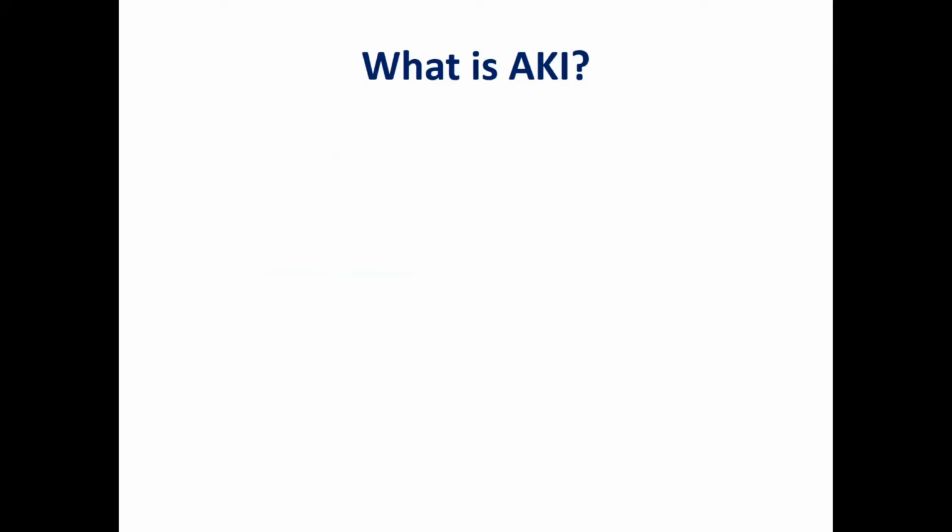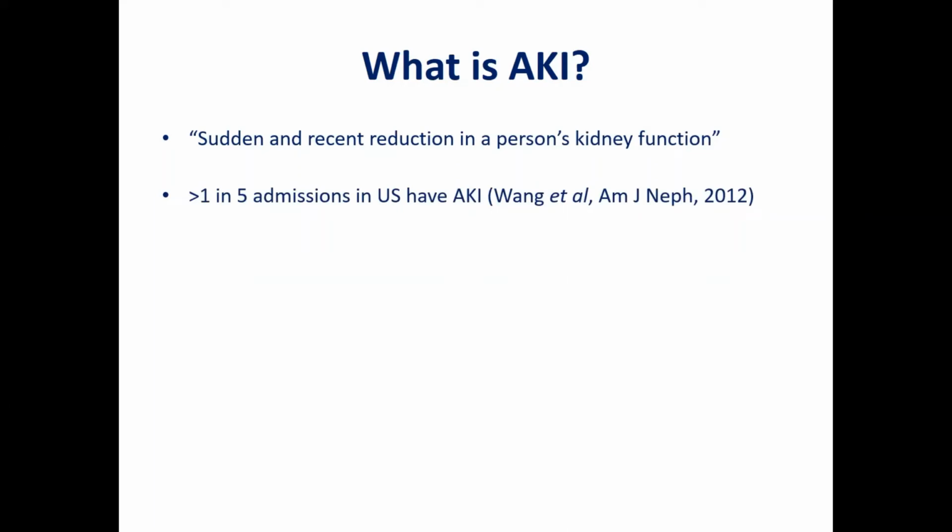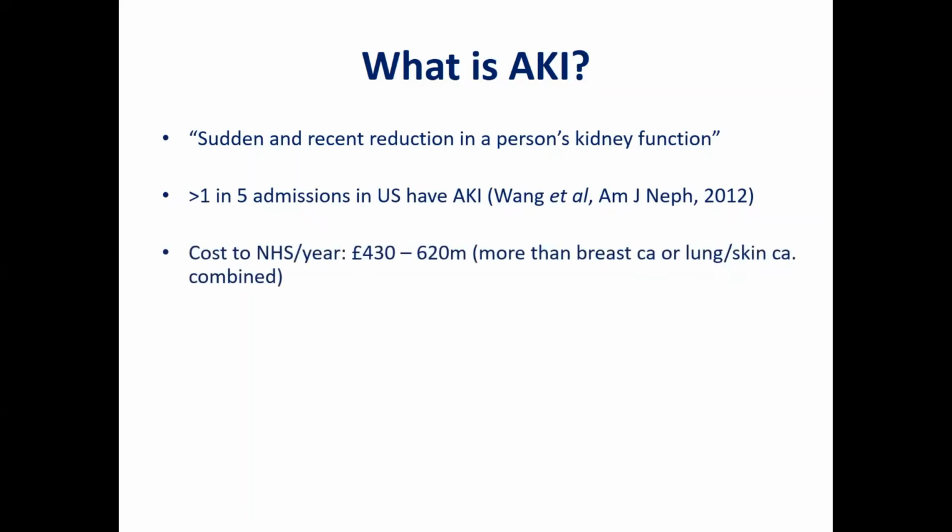So what is AKI? The simplest definition is a sudden and recent reduction in a person's kidney function. For many years that was all we had, which meant that studies used their own definitions, and it was all very confusing. We know it's frequent: 20% of admissions in the US will have an AKI. And it costs the NHS an awful lot, somewhere in the region of £500 million a year, which is more than breast cancer and lung and skin cancer combined. So it's a serious amount of money that goes into treating and dealing with AKI.